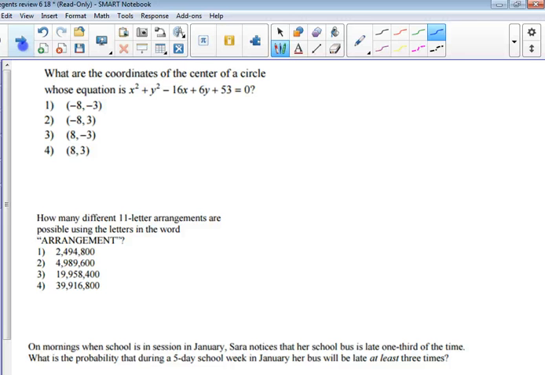All right. Okay, so with this one, what are you guys going to do first? Good. Group the x's together and group the y's together. So put all the x stuff together and then put all the y stuff together.